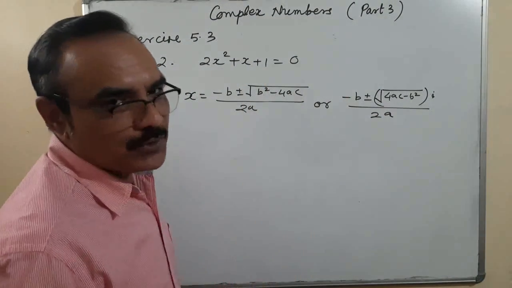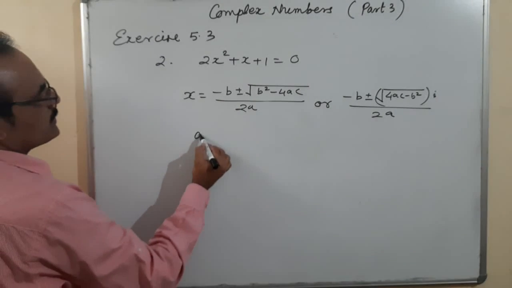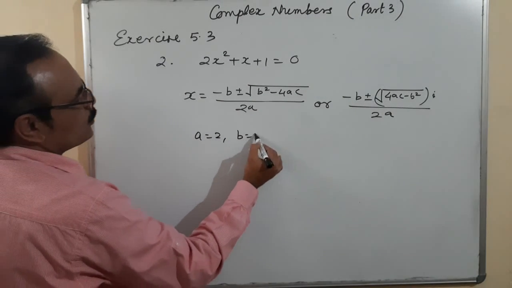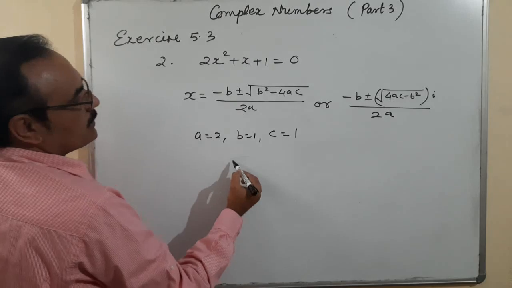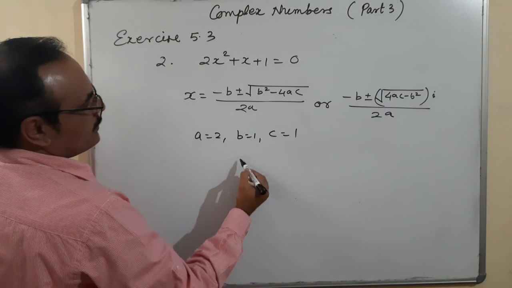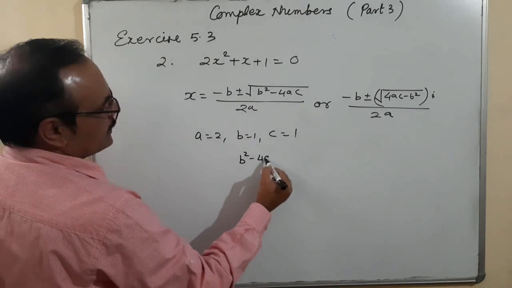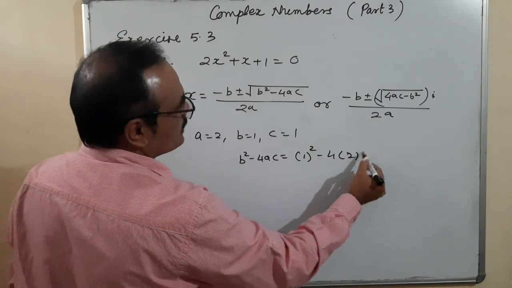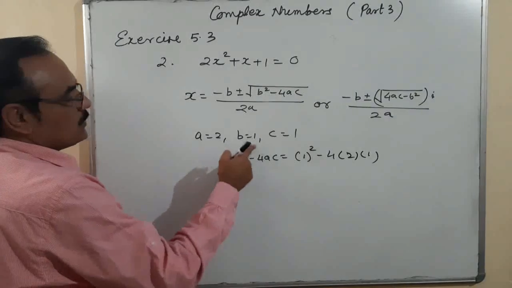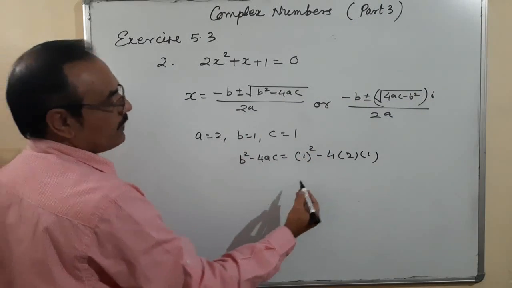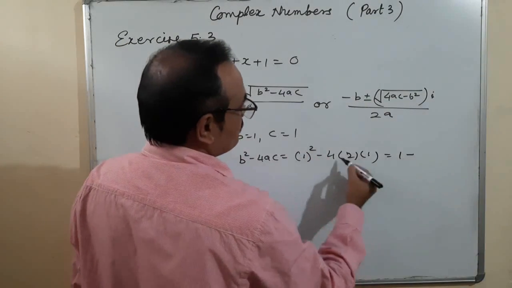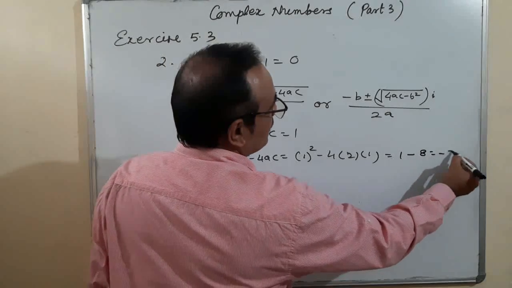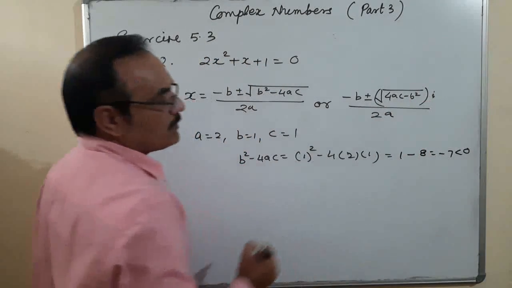Here we get imaginary roots, because a is equal to 2, b is equal to 1 and c is equal to 1. So what to find here? b square minus 4ac: 1 square minus 4 times 2 times 1. The result is 1 minus 8, which is minus 7, less than 0. So this second formula will be used.